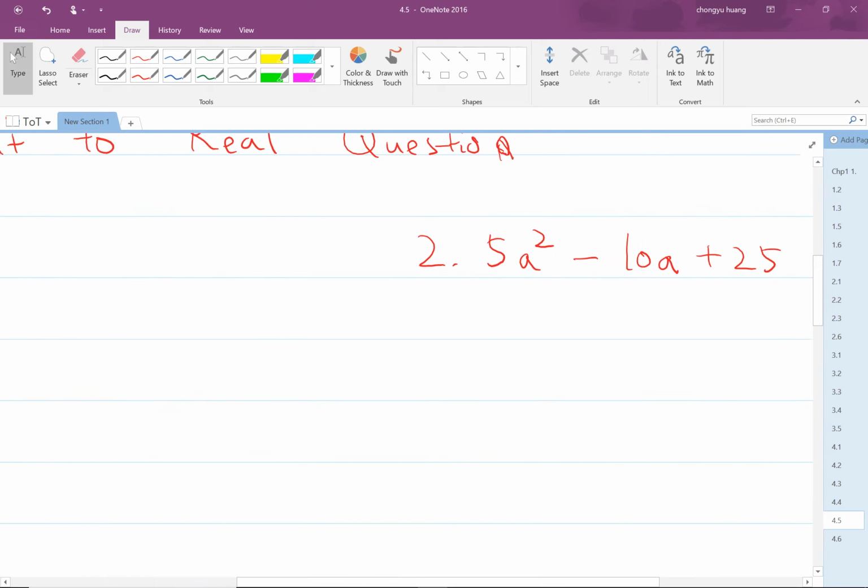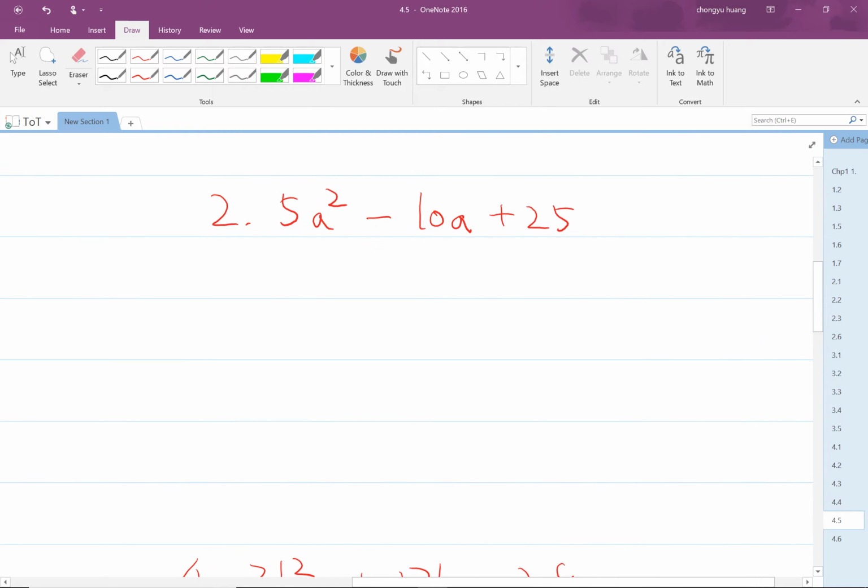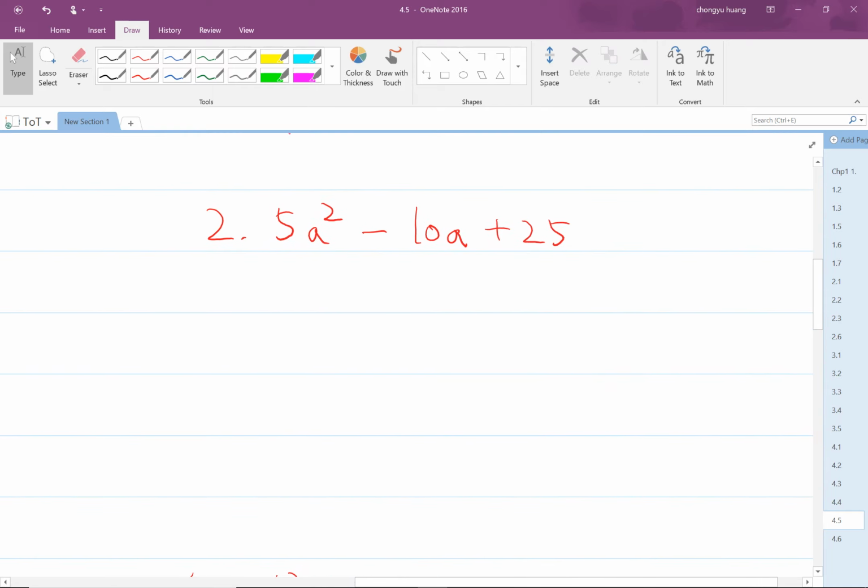Now let's move to question 2. As I said before, before you do any steps, you should try to see if you can factor anything out before doing any further steps to factor. You can see we have a 5, a negative 10, and a 25.